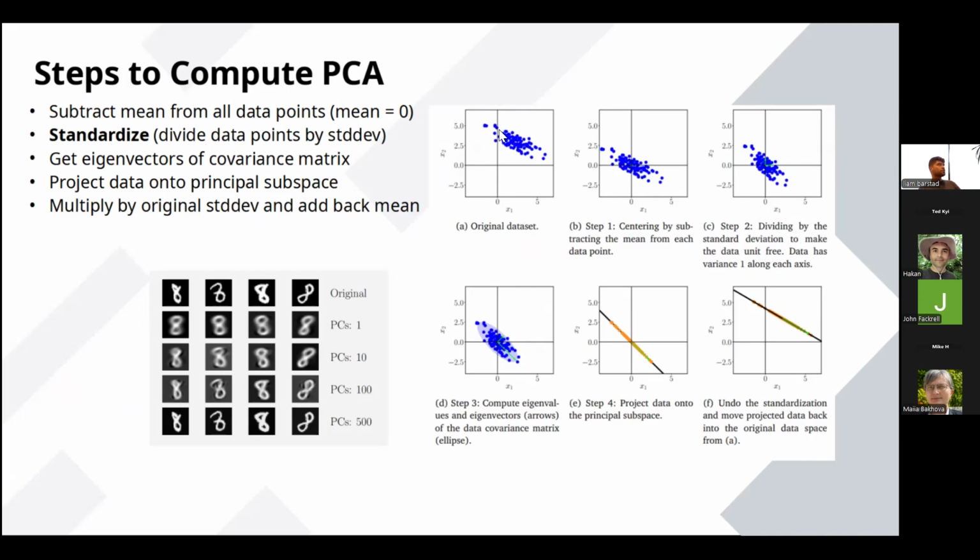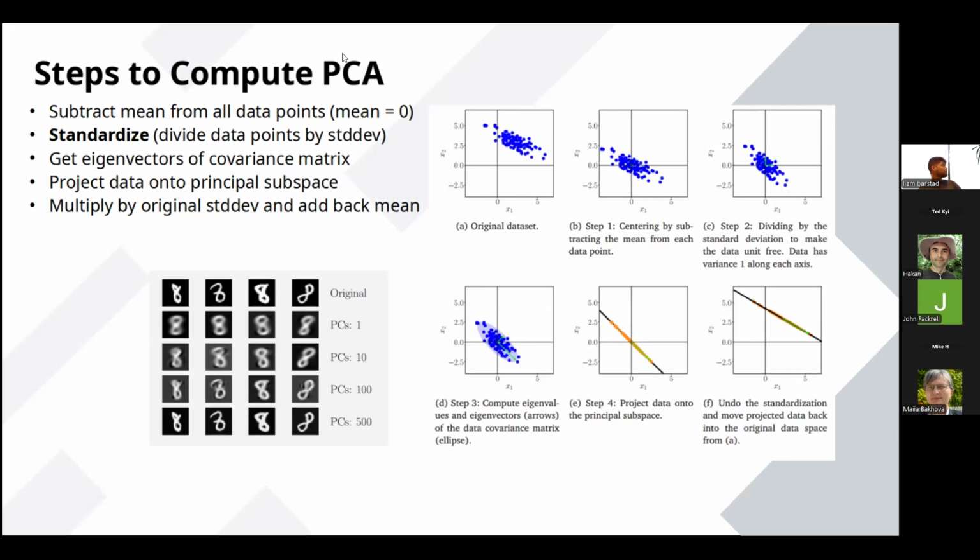So you have this original data set. First, you want to get it to where the mean is 0. It's a linear transformation, not an affine transformation. So you just subtract the mean from all the data points. And then you want to standardize it. So you divide all the data points by the standard deviation, to make sure you're not scaling anything unnecessarily, which causes numerical instability.